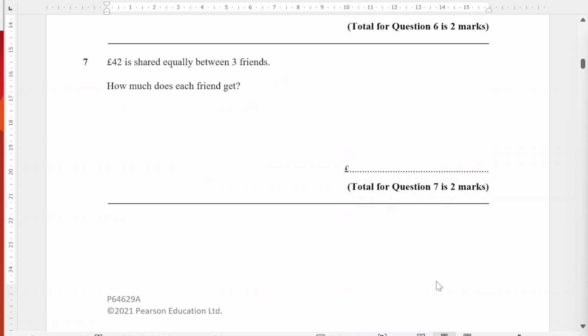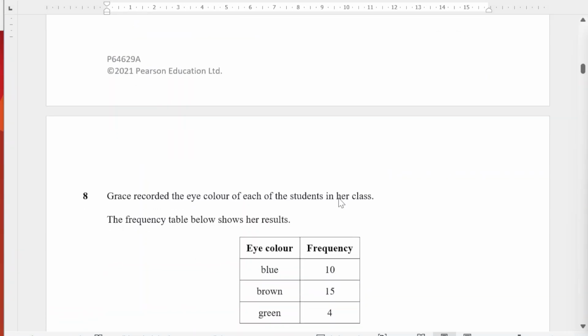Okay, question 7. 42 pounds is shared equally between 3 friends. How much do they each get? So I need to do 42 divided by the number of friends. So 42 divided by 3 is going to be, if we set it up as a short division, 3 is going to 4 fully once with 1 left over, and then 3 is going to 12 4 times. So we're looking at 14.